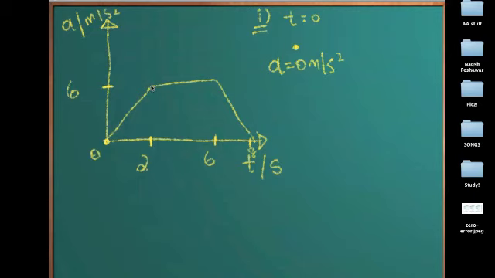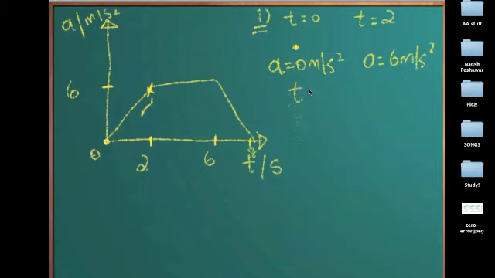Now let's talk about this. The acceleration has increased with time, and at time t equal to 2 seconds, the acceleration is 6 meters per second square. So the acceleration has increased with time, but we know the gradient of the acceleration time graph doesn't give us anything, at least at this level, so we'll just forget about this. We'll just see that it has increased to 6 meters per second square.